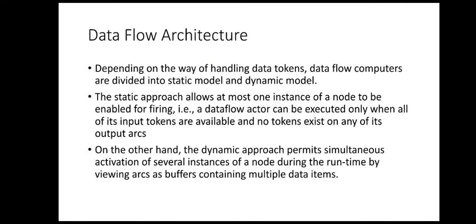Next, data flow architecture. Depending on the way of handling tokens, there are two kinds of architecture, that is static model and dynamic model. The static approach allows at most one instance of a node to be enabled for firing, that is, a data flow actor can be executed only when all of its input tokens are available and no tokens exist on any of its output arcs. On the other hand, a dynamic approach permits simultaneous activation of several instances of a node during the runtime by viewing arcs as buffers containing multiple data items.